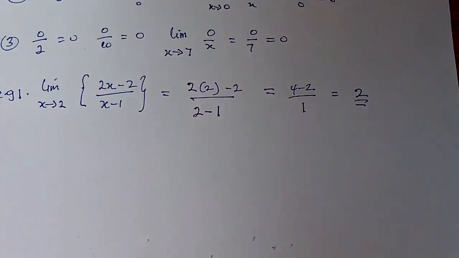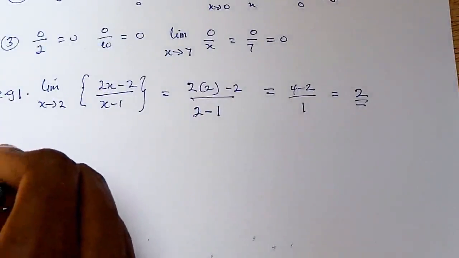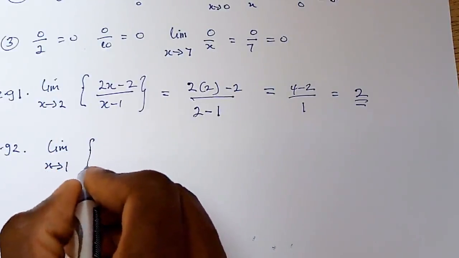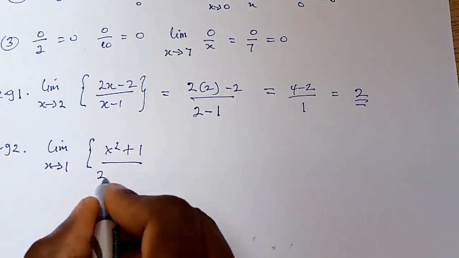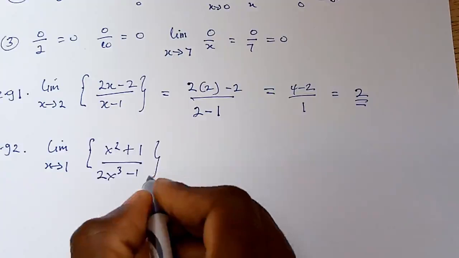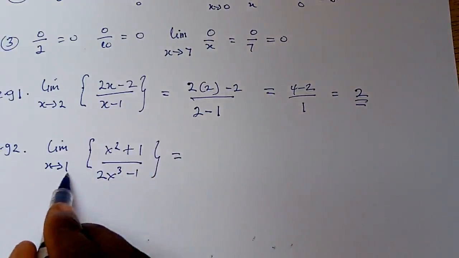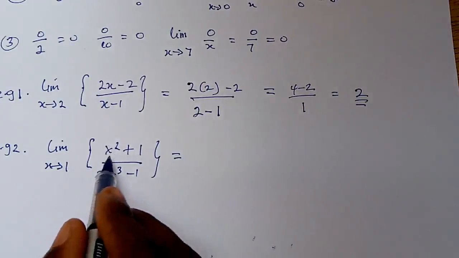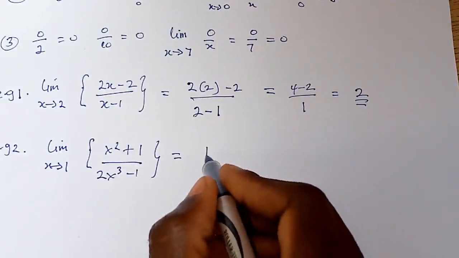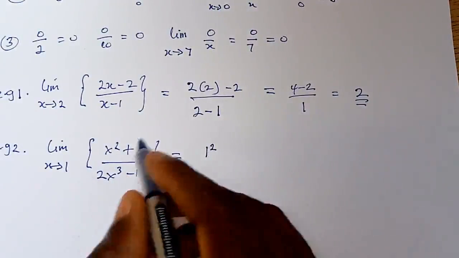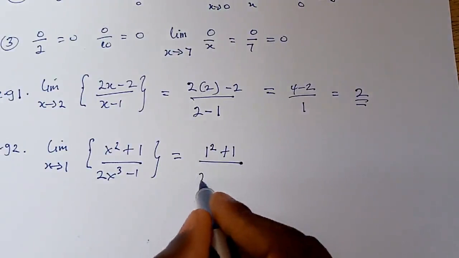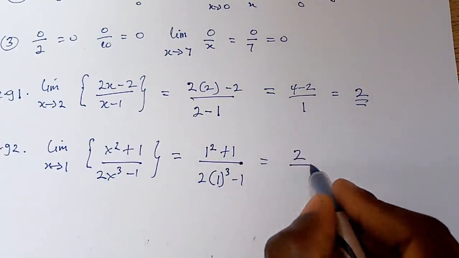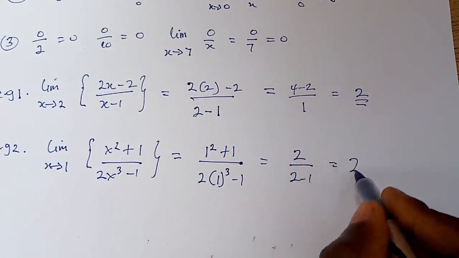Let's take the next example on this rational function. Our example 2 is the limit as x approaches 1 of x squared plus 1 all over 2x cubed minus 1. All that we're going to do is, since x approaches 1, wherever we see x, we replace x by 1. So you're going to get 1 squared plus 1 all over 2 times 1 cubed minus 1. So 1 squared gives us 1 plus 1 gives us 2 over 2 minus 1 gives us 1, and our answer becomes 2.